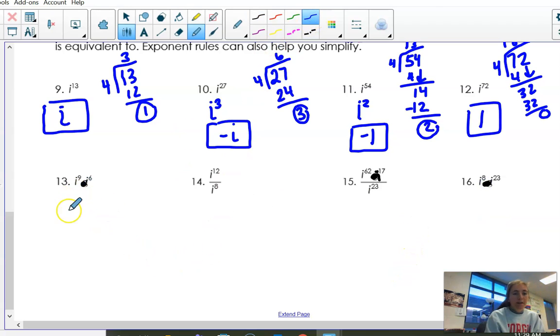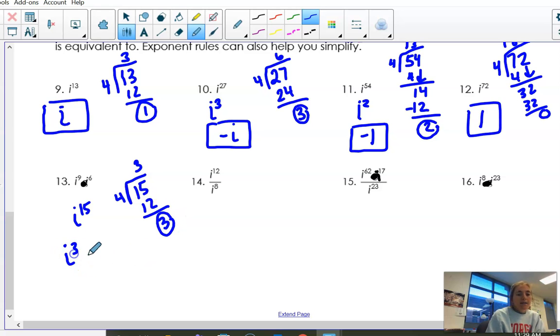All right, down here, we're combining our exponent rules, and then we're going to simplify what's left. So i to the 9th times i to the 6th is i to the 15th power, right? When you multiply like bases, you add their exponents. So then we just need to divide 15 by 4. And 4 goes into 15 3 times with a remainder of 3. So this is really i to the 3rd power, which is negative i.